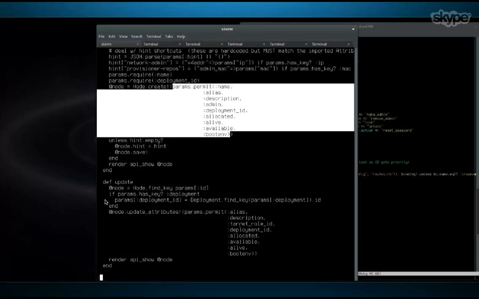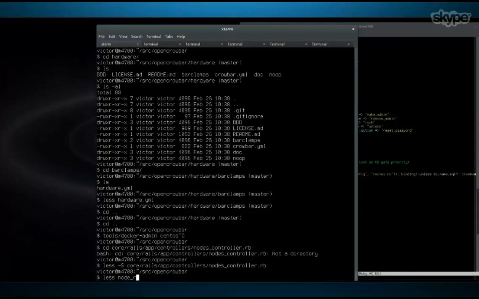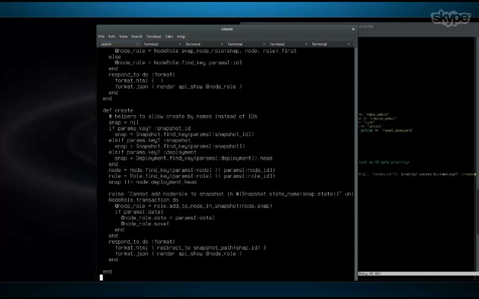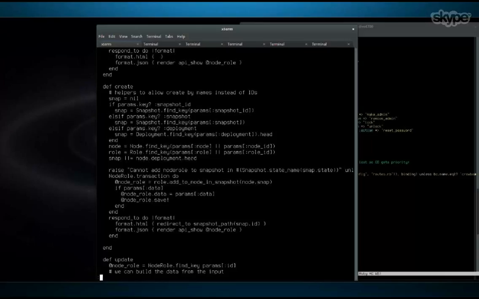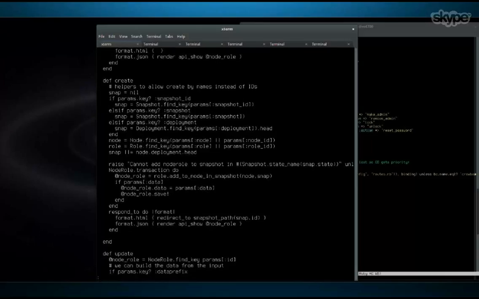Funny you should have mentioned that. Okay. So right now, when we create a node role, the only thing we let in is the role ID and the node ID because we have to have them. And we will let you pass an initial blob of JSON data into the node role.